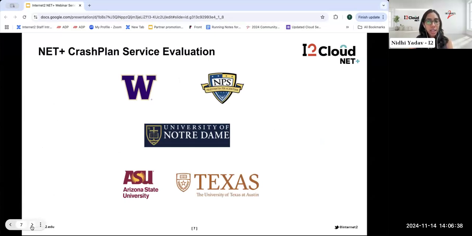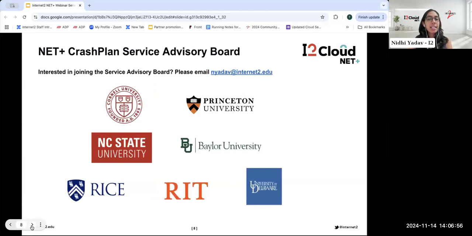Moving on, NetPlus Crashplan service evaluation. The NetPlus Crashplan program underwent Internet2's standard service evaluation process with feedback from the following 5 participating institutions. Next slide, please. Now, let's take a look at the NetPlus Crashplan Service Advisory Board. The board consists of 7 participating schools. They meet quarterly to discuss various topics related to Crashplan usage in higher education, how the NetPlus Crashplan program can be leveraged and improved to engage with the community, and address concerns raised during the NetPlus Crashplan community calls.